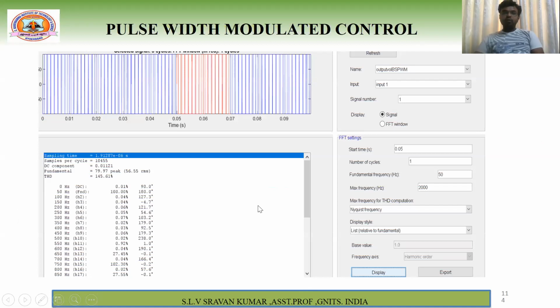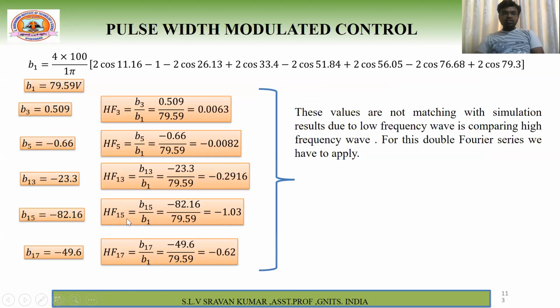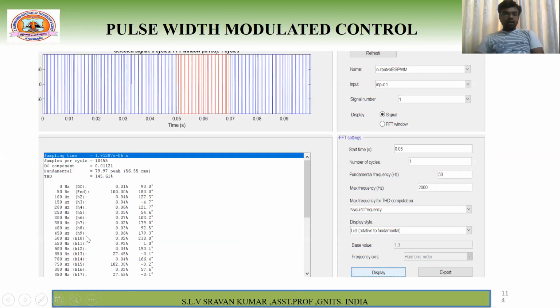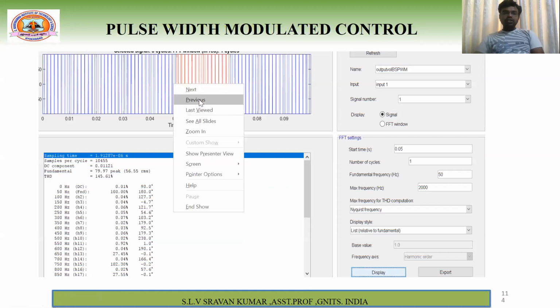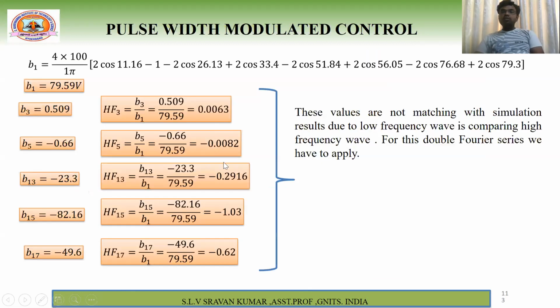27.55. That is most important. So what is HF13? 29.16. HF13, 27.45. Variations are there, but fundamentally you are getting almost the same. So here, the conclusion I want to say is very, very important.